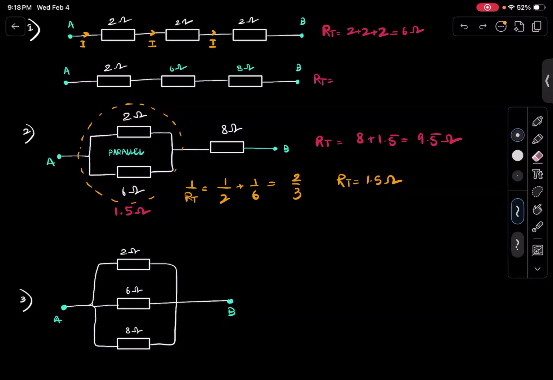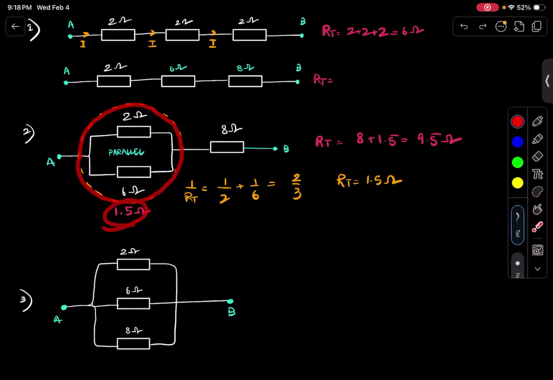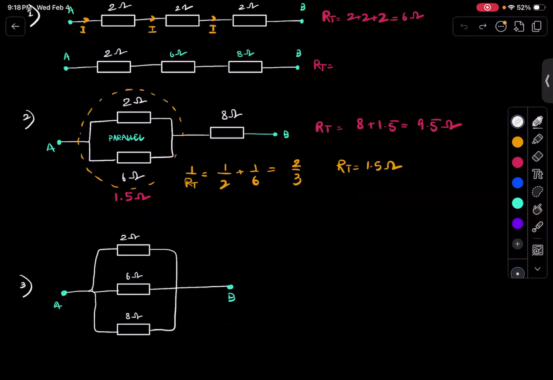In fact, that helps a lot when you've got very weird combinations of resistors. Then it makes sense to replace this entire parallel circuit with its equivalent series resistor. That's what we did. Okay. So the total resistance would be 9.5 ohm.